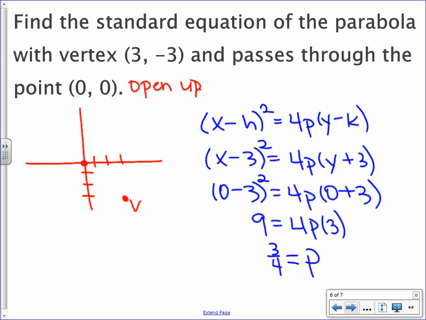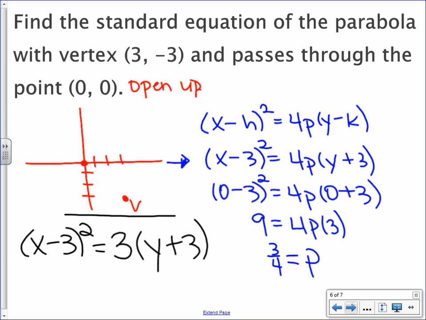So when we go back to our standard form here, we get x minus 3 squared equals 4 times p, which is 3, times y plus 3. Any questions?